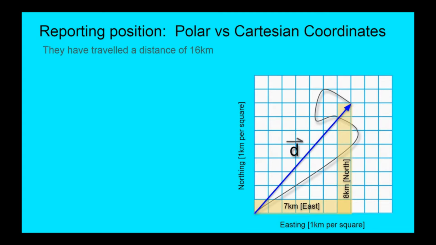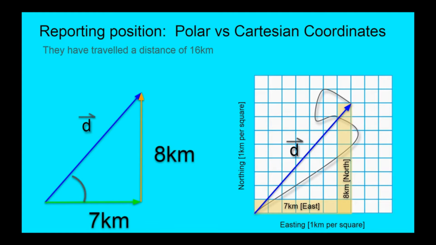So what is the length and direction of their displacement vector? Well, heck, this is just like grade 9, even grade 8 math. If I give you a triangle whose sides are 7 and 8, how do you calculate the hypotenuse?